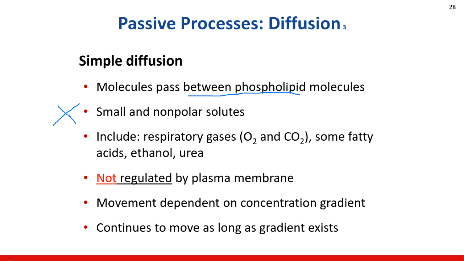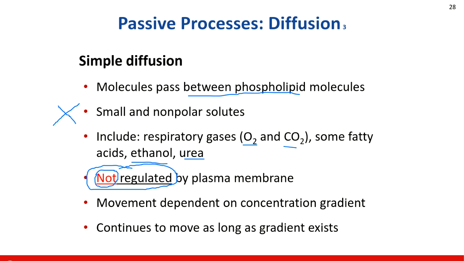So that includes your respiratory gases, oxygen, carbon dioxide, they move right through the plasma membrane. Some smaller fatty acids, alcohol, and urea, which is a waste product of the cell. Like urine is your waste product from whatever you're eating and drinking. Well, urea is the cell's waste product, and it's got to get rid of it. Well, it's nice that it's not being regulated by the plasma membrane, and that's true. With simple diffusion, the plasma membrane does not, make a note of this, does not regulate the movement of these molecules.